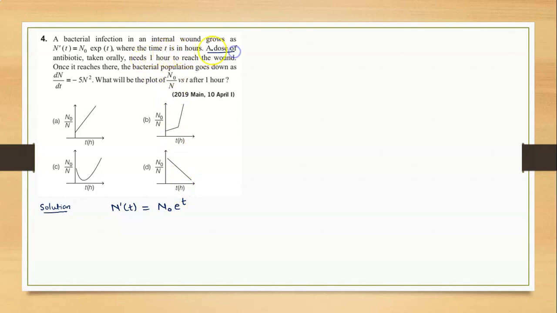Now a dose of antibiotic is given. Antibiotic arrests the growth of bacteria, so it does not allow the bacteria to grow. Bacteria are killed. It is taken orally and needs 1 hour to reach the wound, which means that in that time, the bacteria is going to grow.